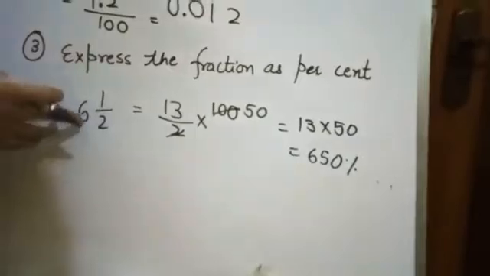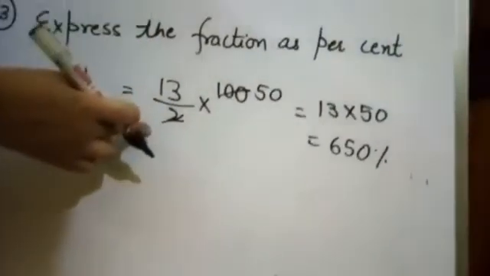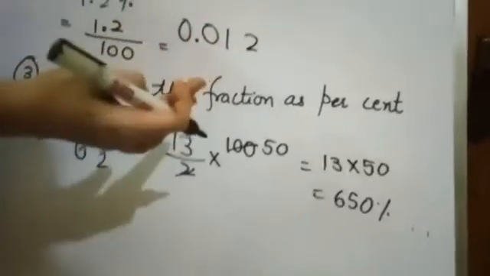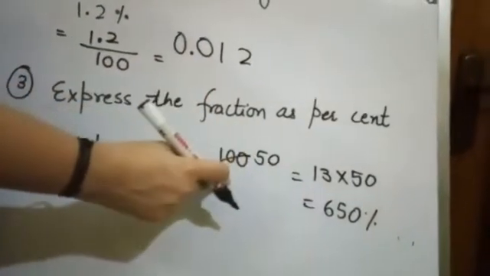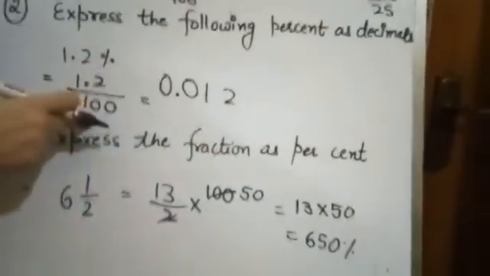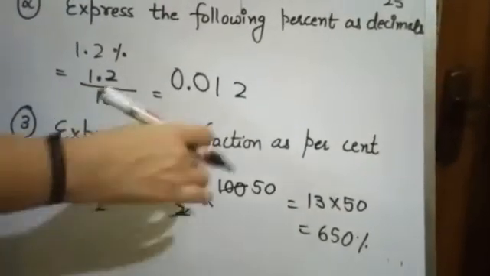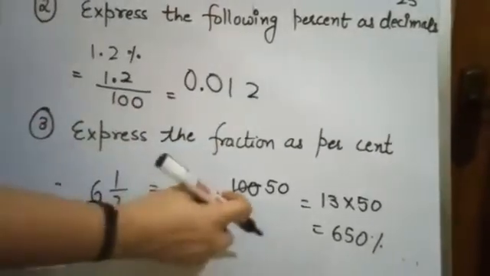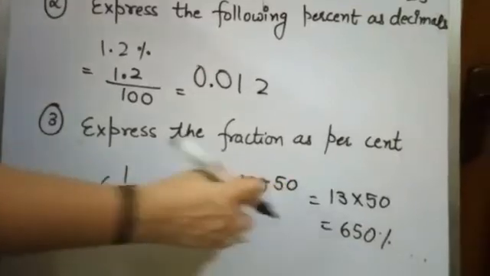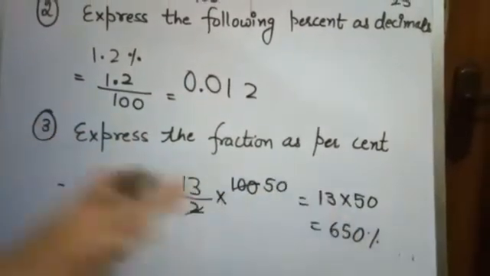Again, just look at this. Convert this mixed fraction into an improper fraction, 13/2. To get it converted into percentage, get it multiplied by 100. Here we divide by 100, but in this question you have to convert it into percent, so get it multiplied by 100, 50, and then 13 into 50, 650%.